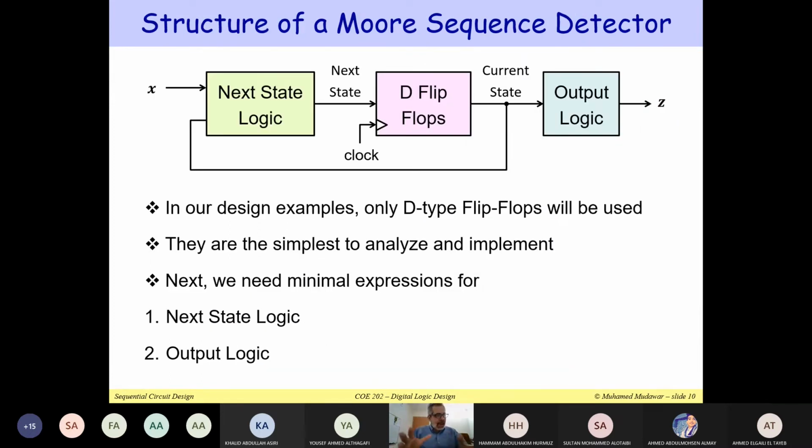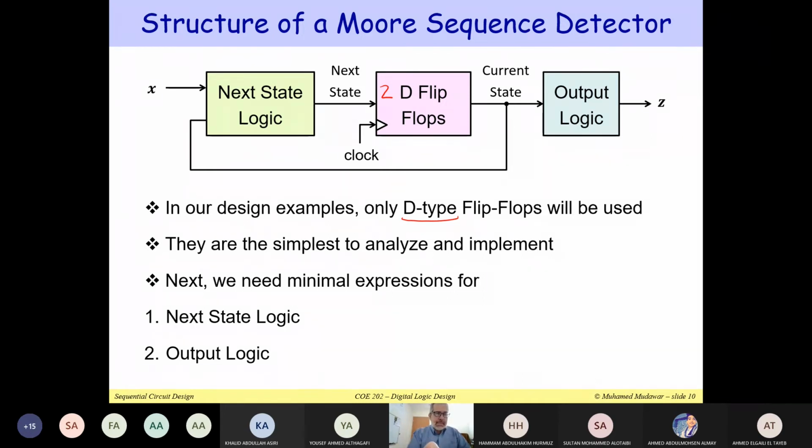So now this is the structure of a Moore sequence detector. We have here 2 D flip-flops. You can actually have more, but in our example, we had only 2. We're going to use the D type. These are the simplest to use. So in our example, we are going to restrict it to only D type flip-flops. We can also use the T type or JK in design. So we have 2 flip-flops.